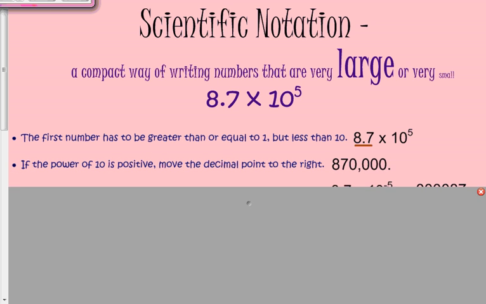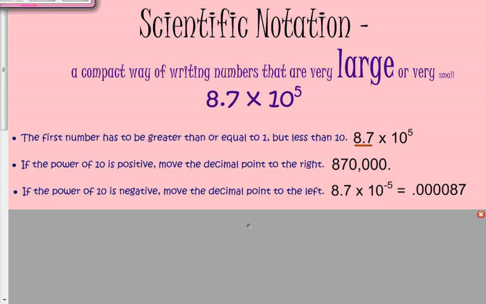All right, so to start off, we're going to go over the rules for scientific notation. This should be a review for most of you. The first number, remember, has to be greater than or equal to 1. So I always say between 1 and 10, but it can be 1. It cannot be 10. Anywhere from 1 to 9.9.